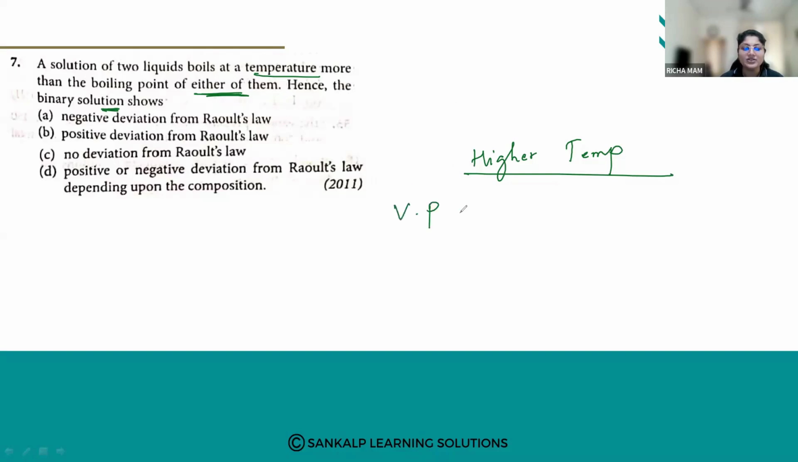Your vapor pressure of the solution will be what? Vapor pressure of the solution will be less. Okay, it will be less. So because of that, it will show negative deviation from Raoult's law. So option number A, because it is boiling at a higher temperature than the other two liquids, the vapor pressure of the solution will be less. So negative deviation, option number A, negative deviation from Raoult's law. So this is a theory based question. Okay.